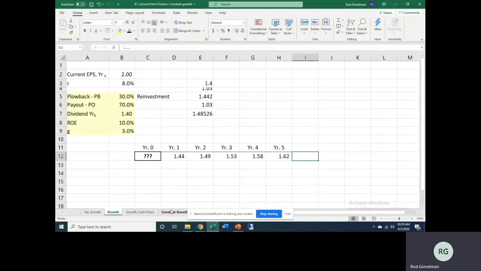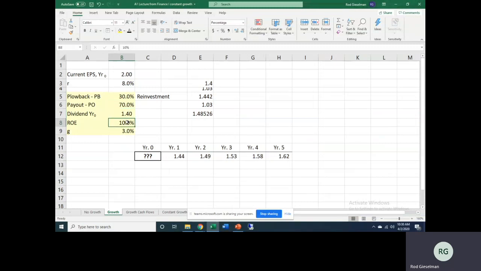Let's take the same company, but now assume that they're reinvesting some money and plowing some back into the reinvesting and paying out a portion. So let's say that they have a 30% reinvestment rate or 30% plowback. That means that 70% of their earnings would be paid out as a dividend. Their dividend would be $1.40 per share. $2 earnings per share times 70% payout, $1.40 dividend.